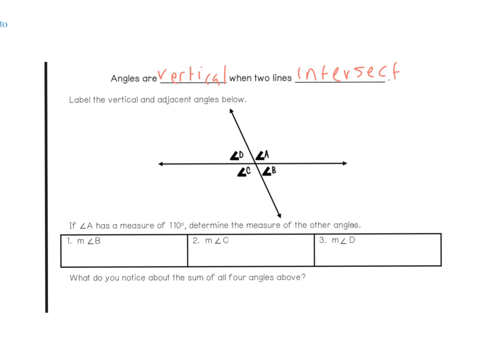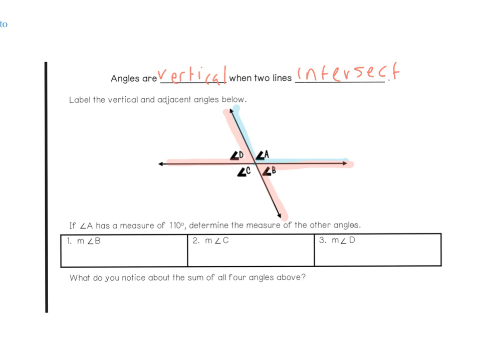Adjacent angles share a common side and vertex. If I asked you which angles were adjacent to angle A, and I'm going to highlight angle A, I want to know simply which angles share a common side and meet in the middle at the vertex. Adjacent to angle A would be angle B because they share a common side, and angle D because they share a common side, and they all meet in the middle.